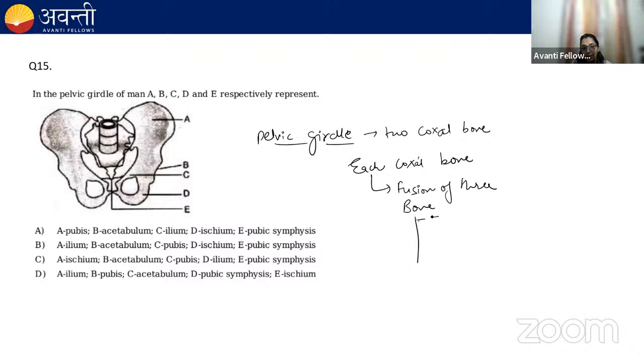Which includes number one, ilium. Number two is ischium. Number three is pubis. And in the ischium, there is a cavity which is known as acetabulum. At this cavity, the thigh bone gets articulated or joined. And these coxal bones are joined ventrally by the pubic symphysis, which contains fibrous cartilage.